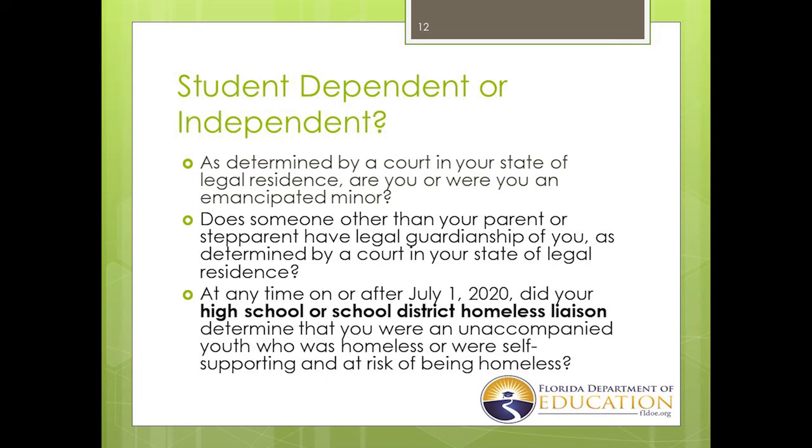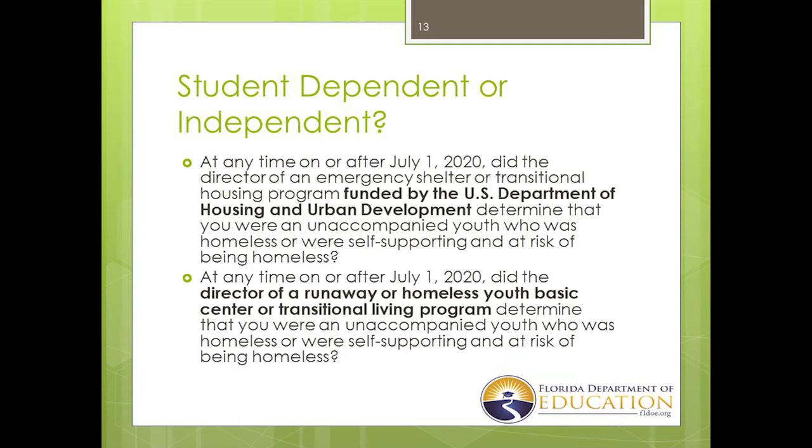The next few questions pertain to applicants who are designated as homeless, an unaccompanied youth, self-supporting, or at risk of being homeless. At any time on or after July 1st, 2020, did your high school or school district homeless liaison determine that you were an unaccompanied youth who was homeless, self-supporting, or at risk of being homeless? At any time on or after July 1st, did the director of an emergency shelter or transitional housing program funded by the U.S. Department of Housing and Urban Development or a runaway or homeless youth-based center determine that you were an unaccompanied youth who was homeless or at risk of being homeless?